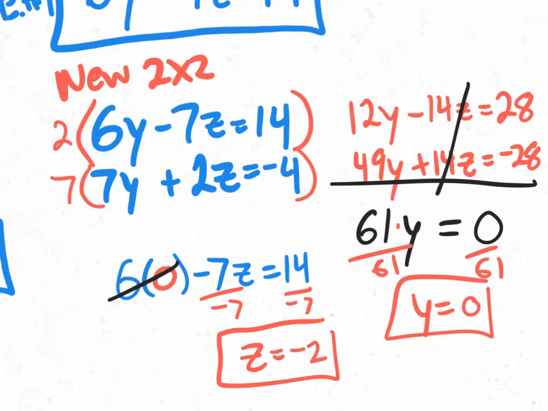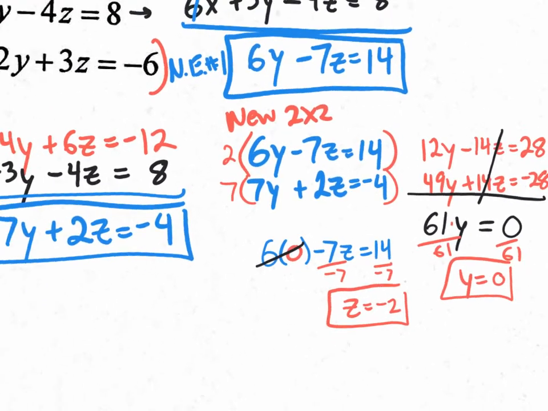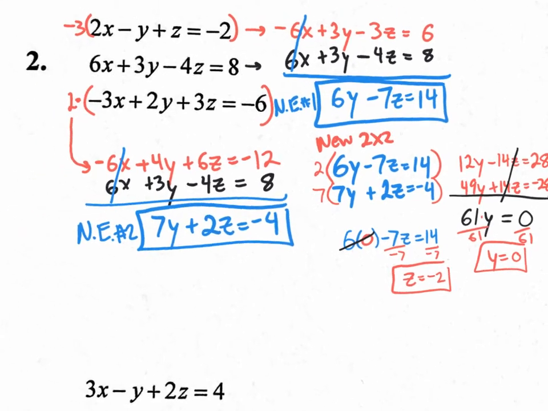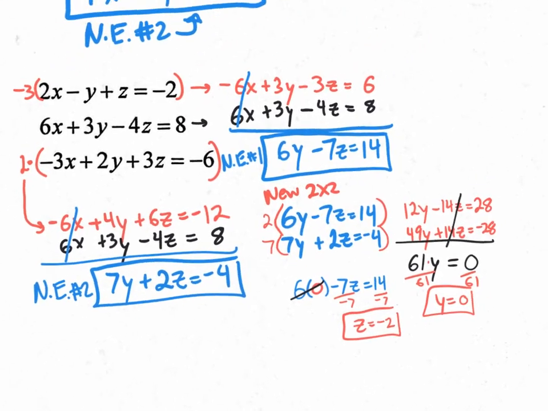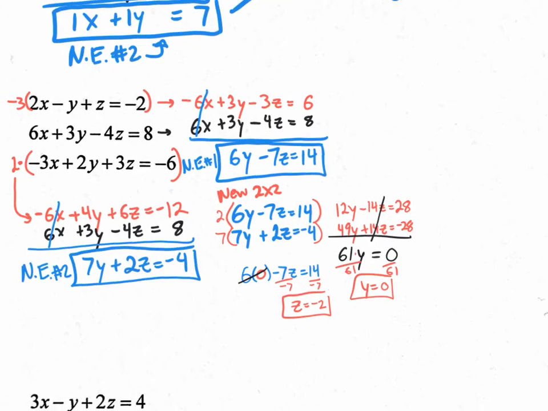So that's our answer to our 2 by 2, but we want our complete answer to our 3 by 3, which means we take that z and y value, plug it back into any original equation that has x's and y's and z's, and find that missing value x. So which one should we go with? The top, the middle, or the bottom? Top. Okay, so the top one.